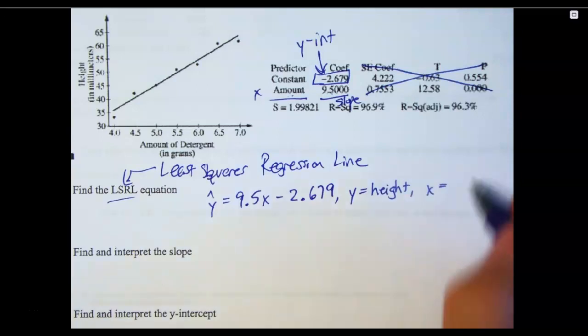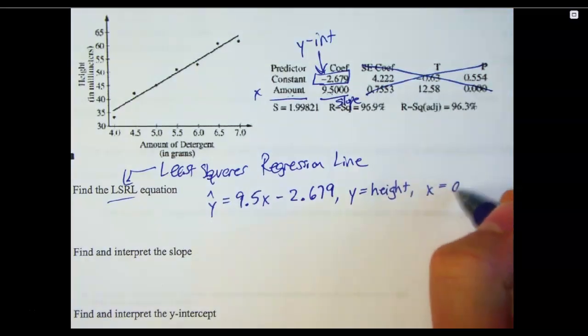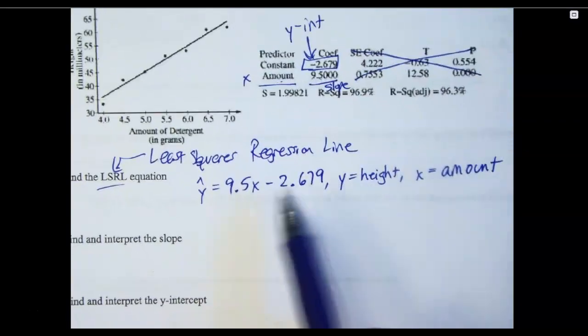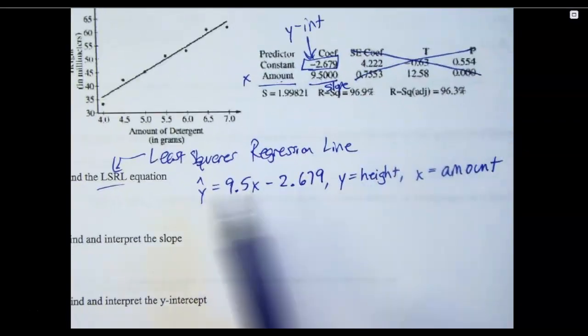And x equals, say, amount or detergent or grams or whatever you want. So here I wrote the equation, and then I declared what y and x was.